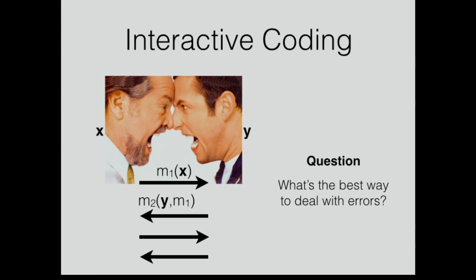Okay, so that's the question we're after. Is there some way to take this protocol and encode it in such a way that it still works? It still simulates the original protocol, even if there's many errors in the transmissions. Are there any questions about the model, the setup? All right.